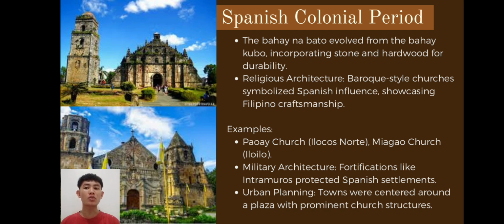The Bahay na Bato is made of two floors. The lower floor is made of stone or brick. It provides a sturdy foundation and serves as a storage or workspace.